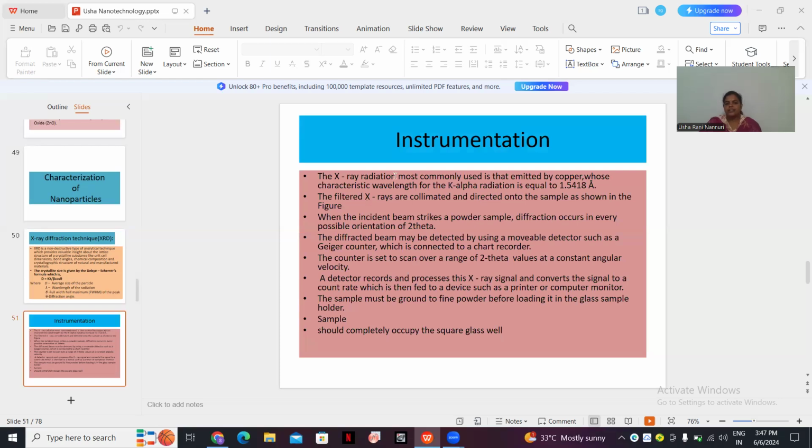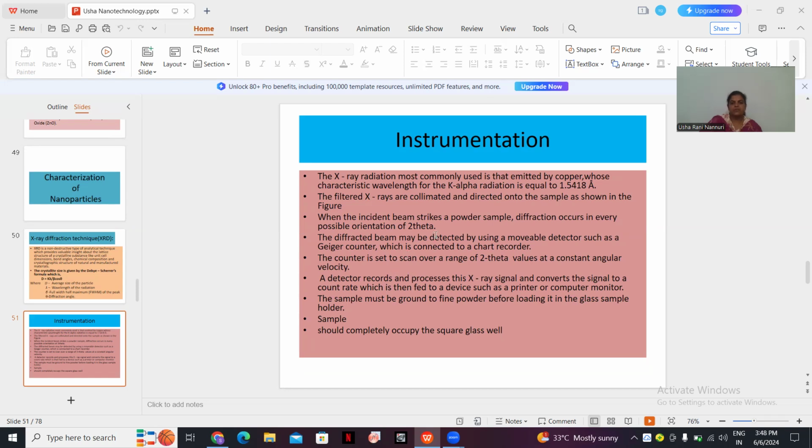Here, for the instrumentation of XRD, the X-ray radiation most commonly used is that emitted by copper, whose characteristic wavelength for the K alpha radiation is 1.5418 angstroms. The filtered X-rays are collimated and directed onto the samples as shown in the figure.